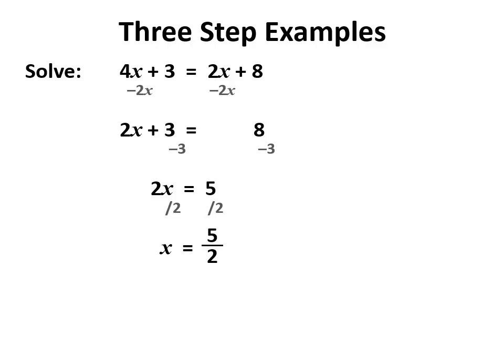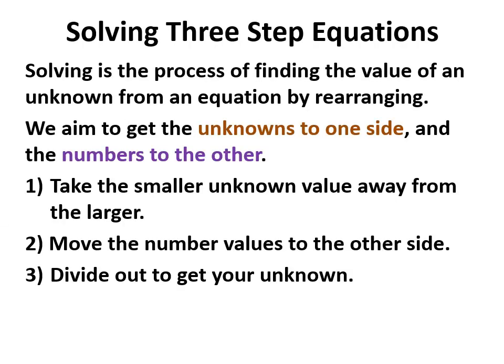Right, so that's the process. Take away the smaller unknown from the larger, not left to right, right to left, smaller from larger. Move the numbers across to the other side and then divide out. Same process pretty much every time. So let's do it again.